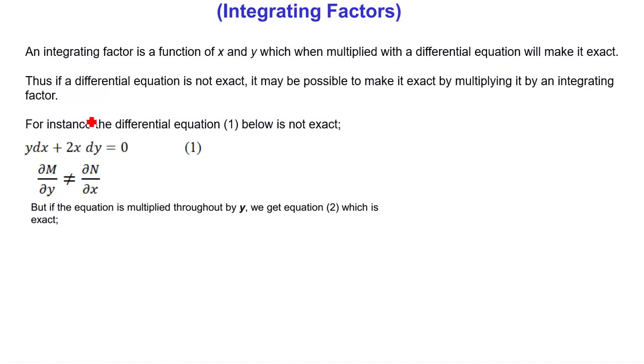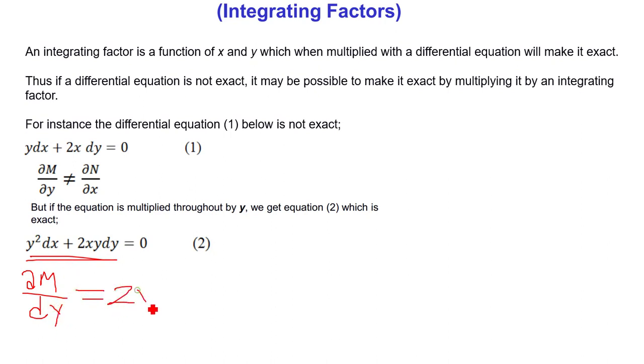But if the equation is multiplied through by y, we get equation 2, which is this one. So this equation will therefore be exact. You can try to differentiate this. When you find the partial derivative of M with respect to y, you get 2y. And then when you find the partial derivative of N with respect to x, it will also give you 2y, because we differentiate this with respect to x. So you can see that dM/dy, which is this part, is equal to that part. Hence the equation is exact.